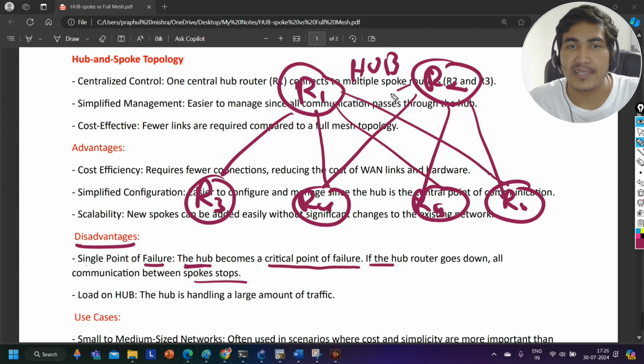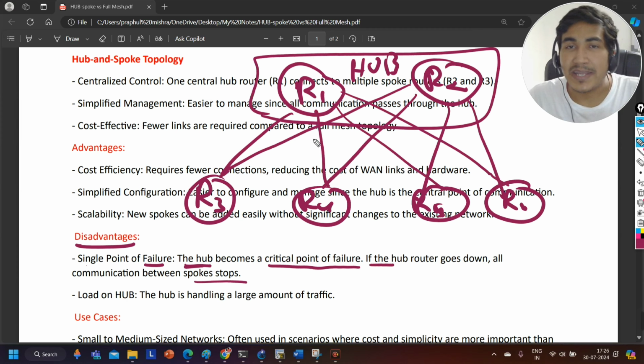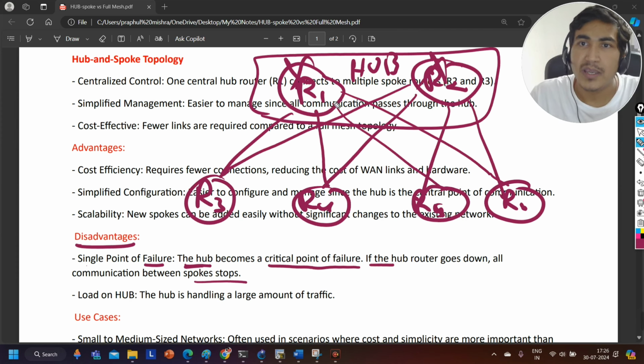I can configure like this, right? Now I have backup. But still, see, if both hubs go down, then all branches will go down, right? All communication will go down. So in the hub and spoke topology, we have a single point of failure, right?